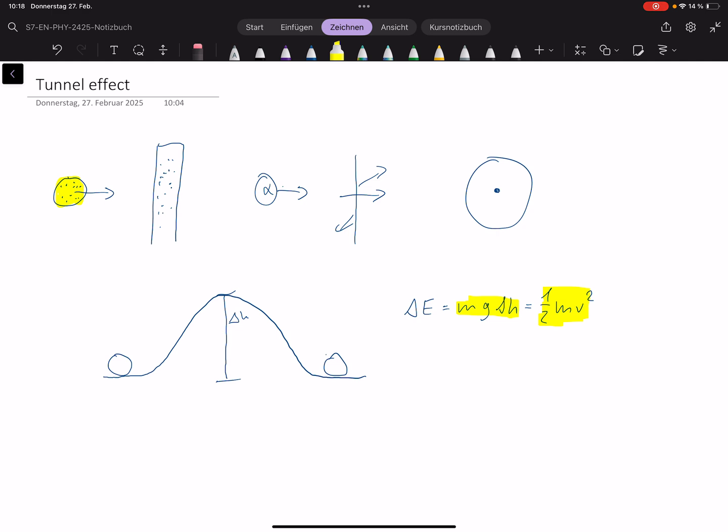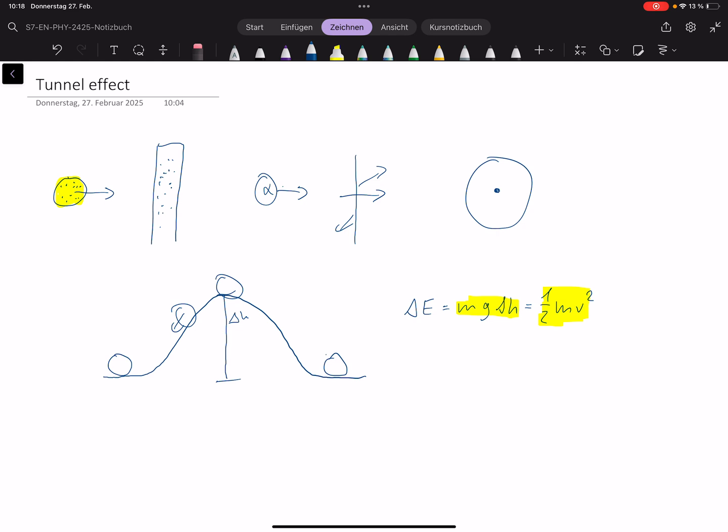And with that equation, we can calculate the initial speed, the minimum speed that the football must have to reach the top of the hill if we neglect any other forces and friction on it. If the speed is lower than this minimum speed, it will only reach a certain height and then will fall back down again.